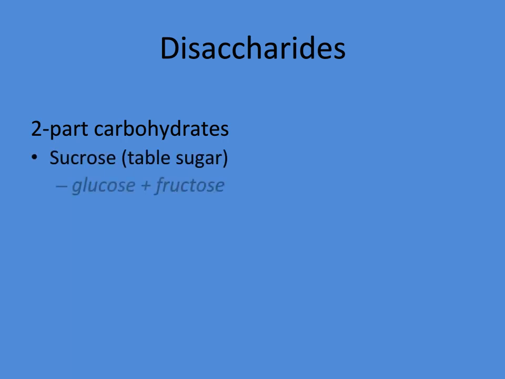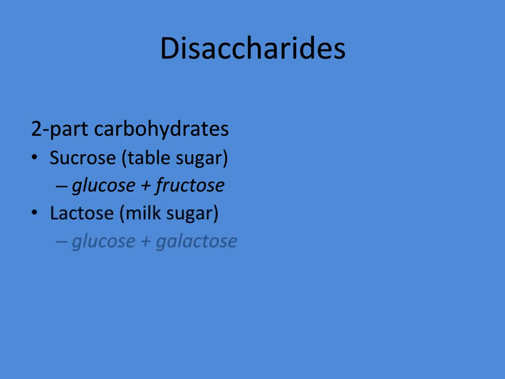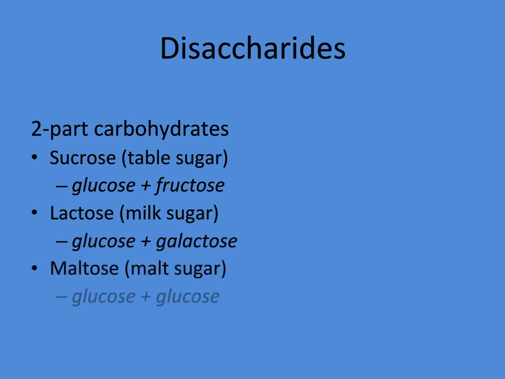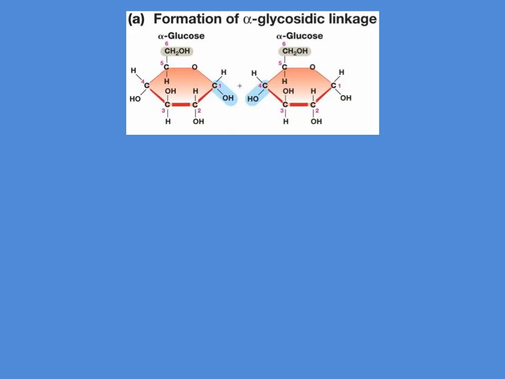Some common disaccharides include sucrose, common table sugar, composed of the monosaccharides glucose and fructose; lactose, the sugar found in milk, composed of glucose and galactose; and maltose, a sugar derived from barley for fermentation to produce drinking alcohol, composed of two glucose molecules. So here's two glucose monomers.